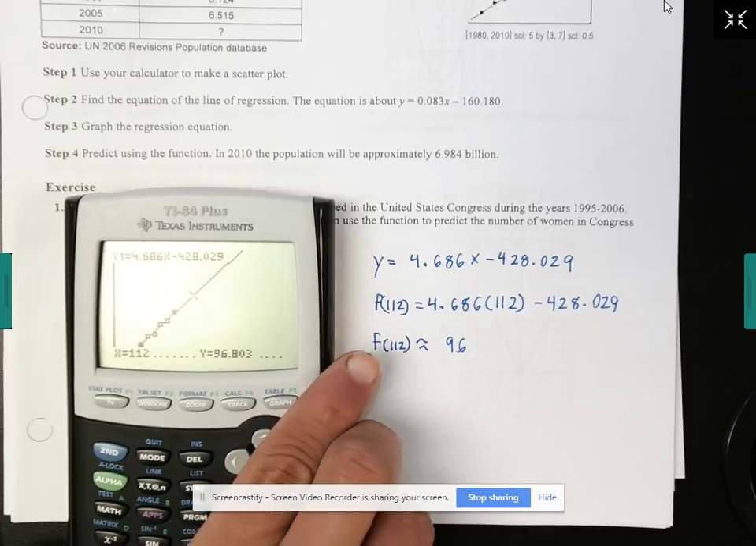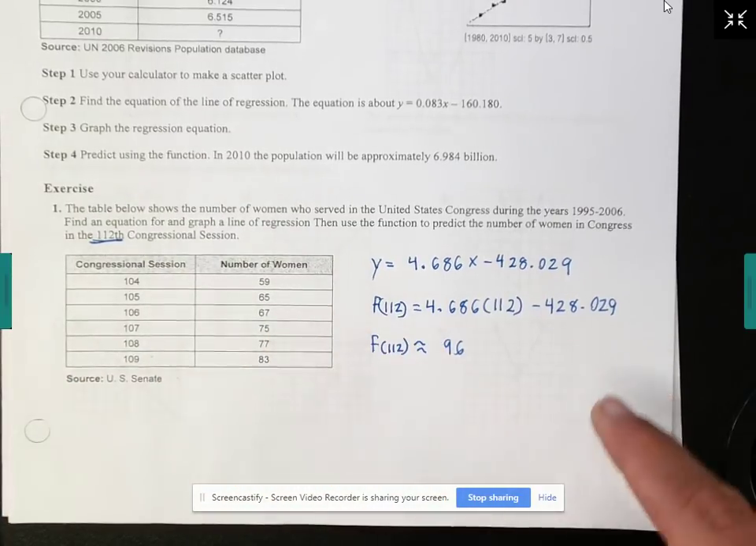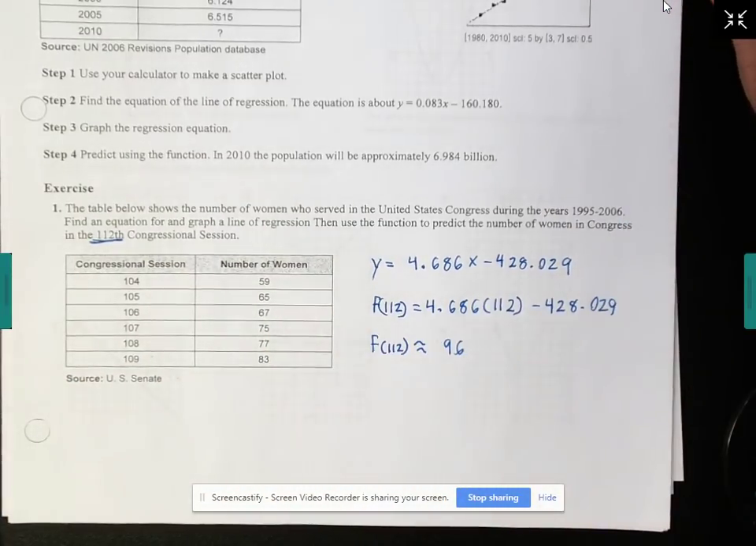Again, I know I went through this pretty fast. So if you have questions about how to do this part, the calculator part on the homework, make sure and ask, okay?